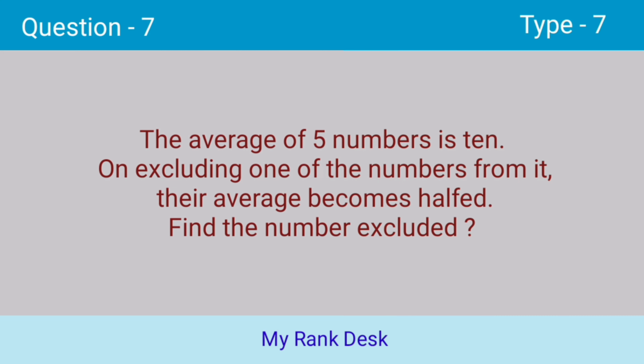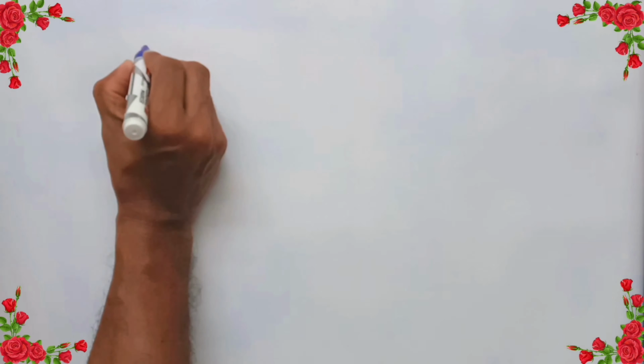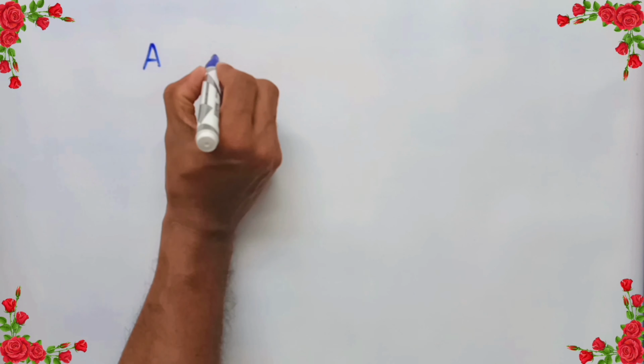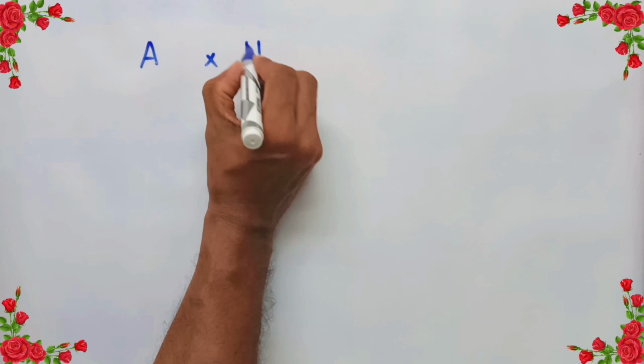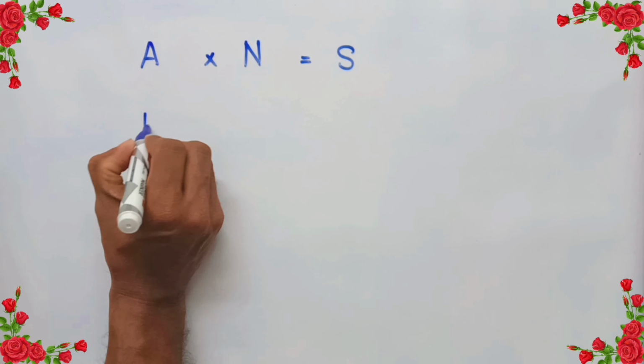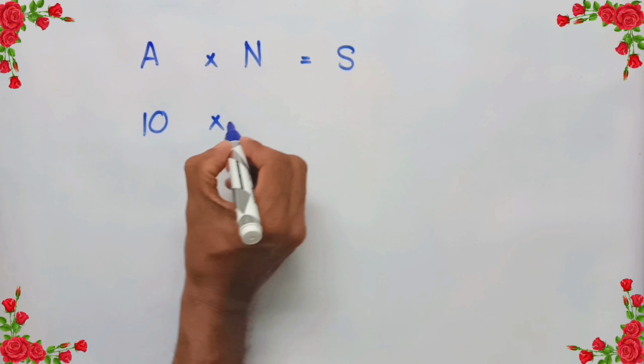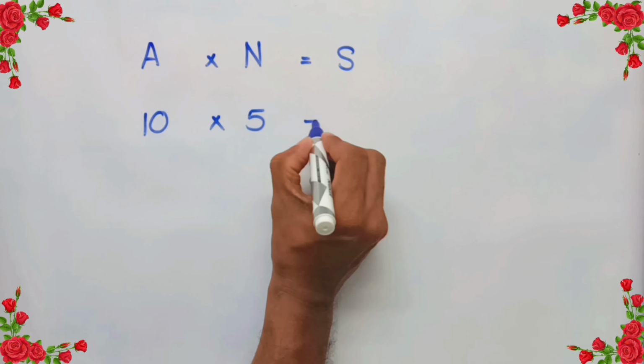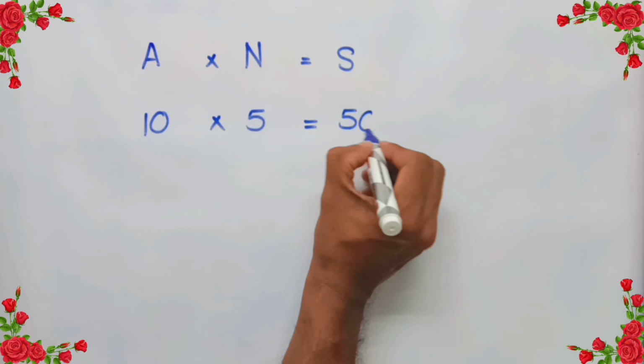Let's solve the problem. We know that average into number equals sum. It is given that the average of the first 5 numbers is 10. So the sum of the 5 numbers is 10 into 5 equals 50.